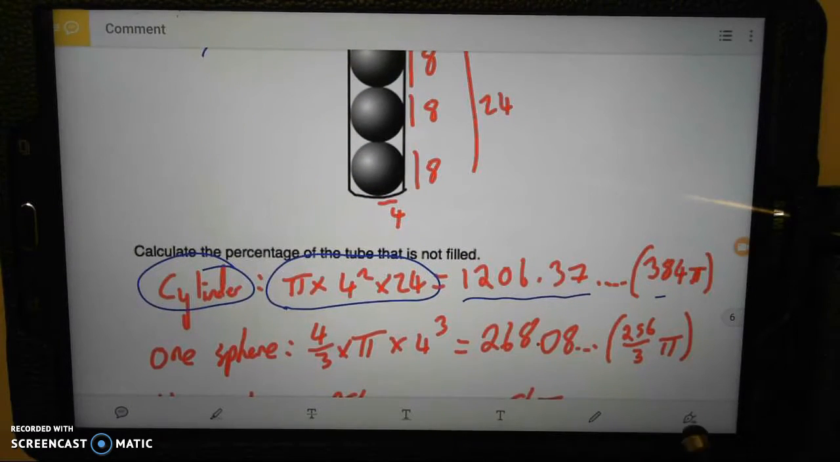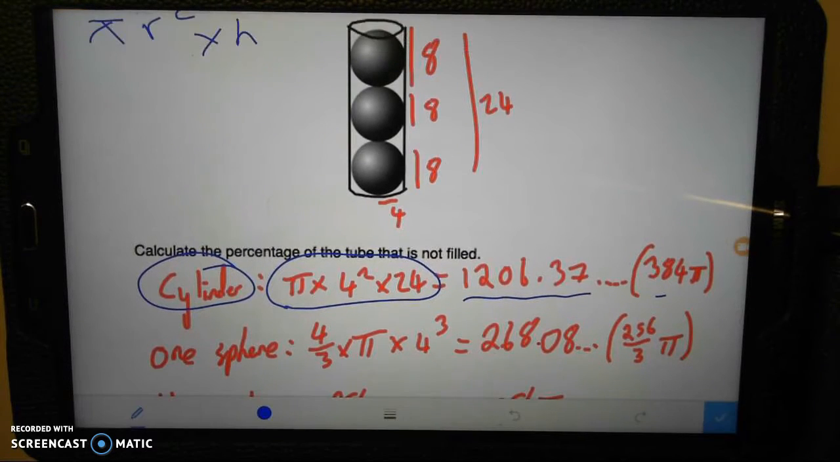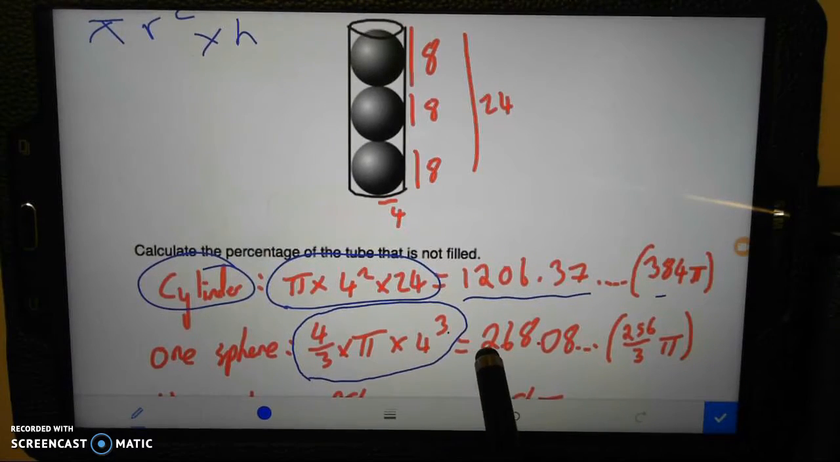Now we will try to work out the volume of one of these spheres. Now remember, the formula for a sphere is 4 over 3 times pi times r cubed. But since we know the radius is 4, we just put 4 cubed. So this here is the volume of one of the spheres. Now when you put all of this into your calculator, you'll get 268.08. This is the answer you should be getting, and with a lot more decimal places.